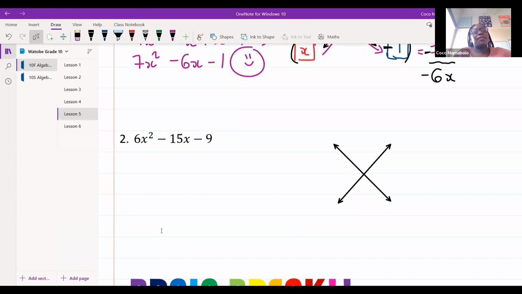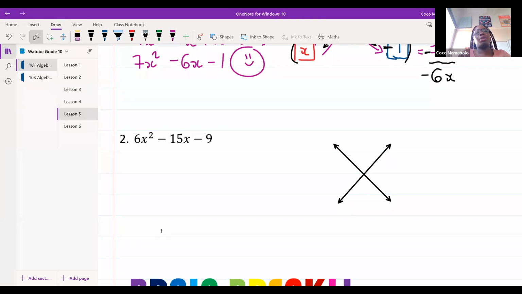Unati says, are we finding 15x or -15x? Guys, can somebody tell Unati what he should have done first? That's it. Thank you, Tabang. So you see, Tabang, we are following your school exactly. If you're new at Watobe and you're like, oh no, what if there's somewhere I'm not? It'll be fine because we're following your school curriculum exactly.